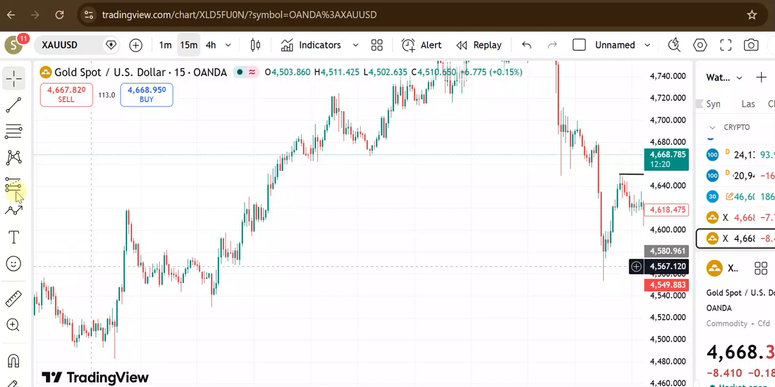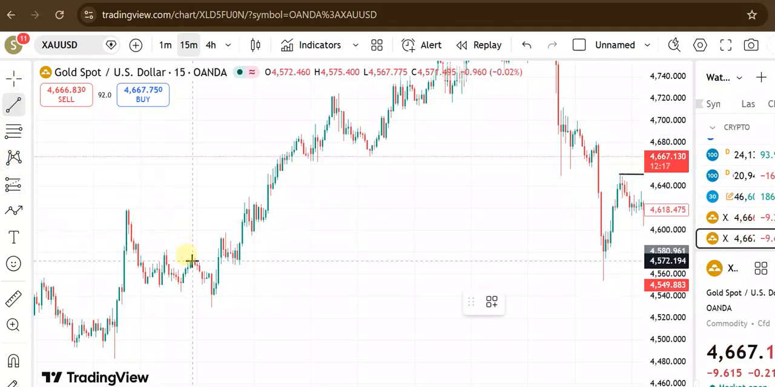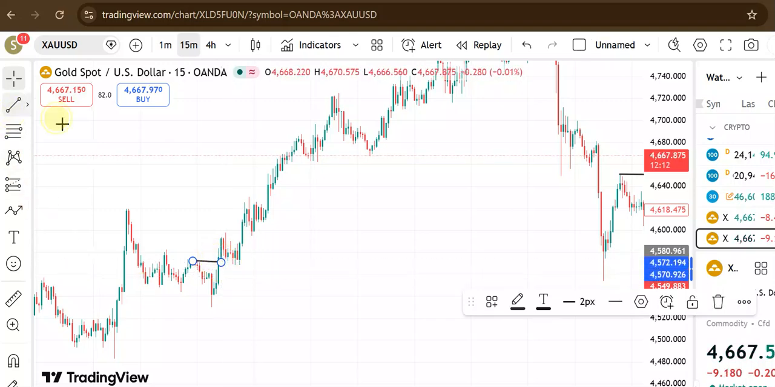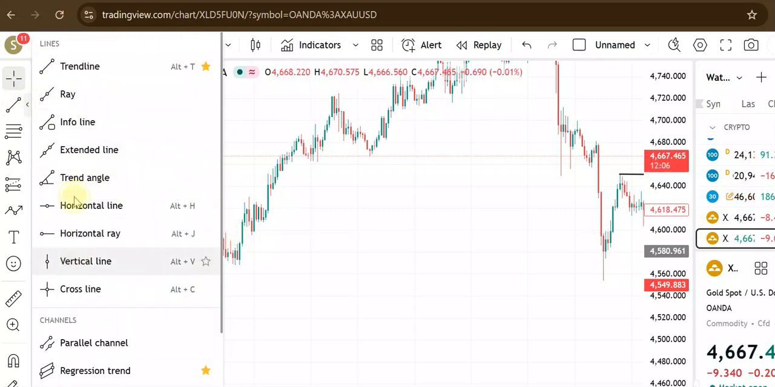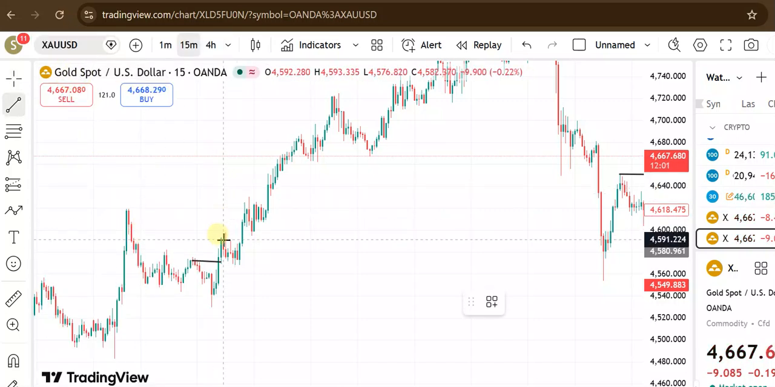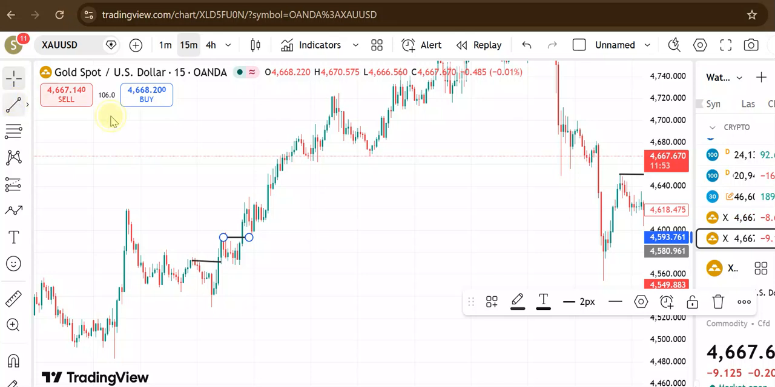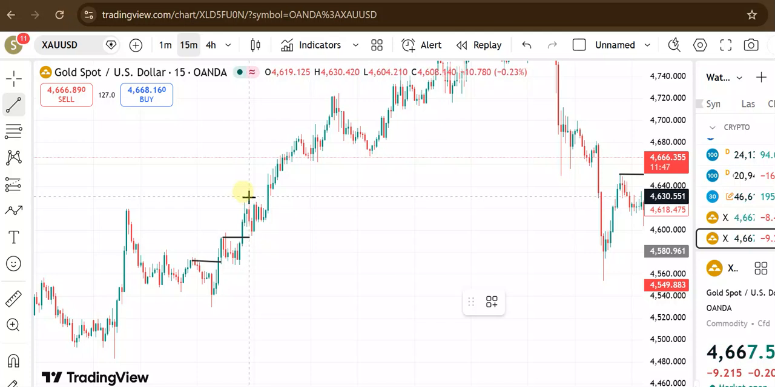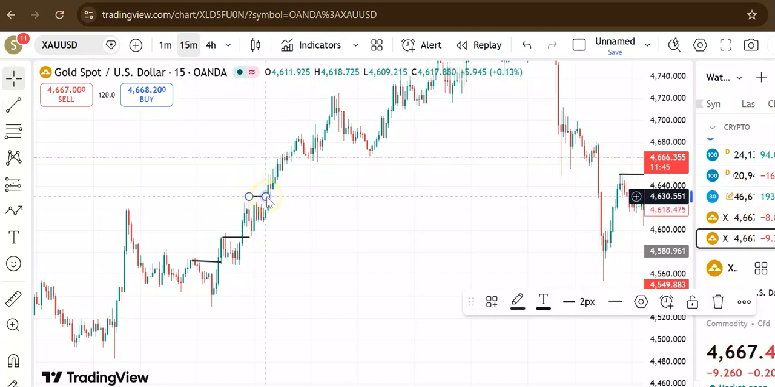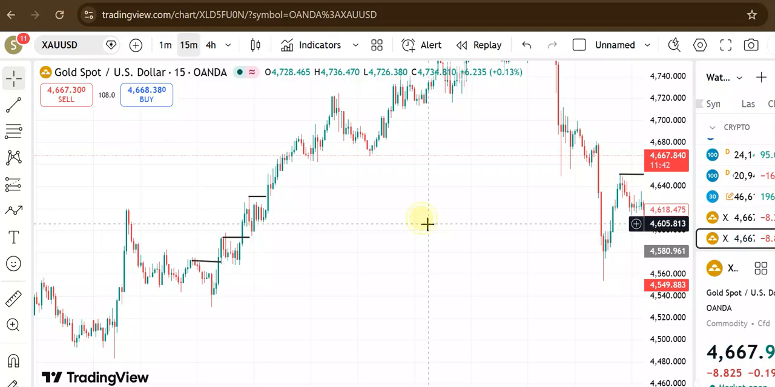And where are the break of structures? Here they are. That is a break of structure. Here. That's another break of structure. Here's another one. Here's another one. So that's an uptrend.